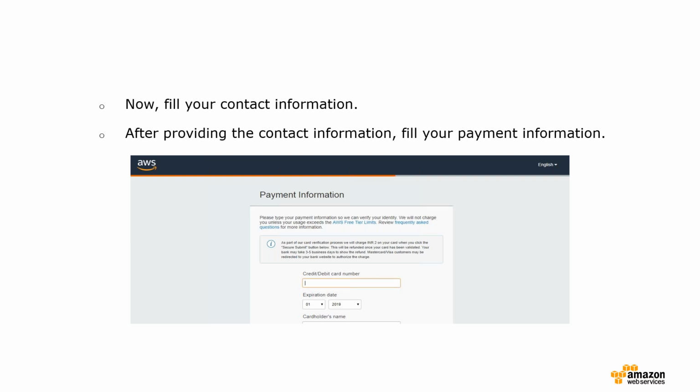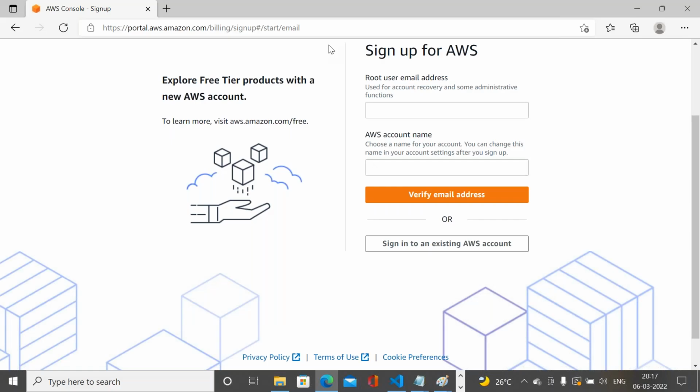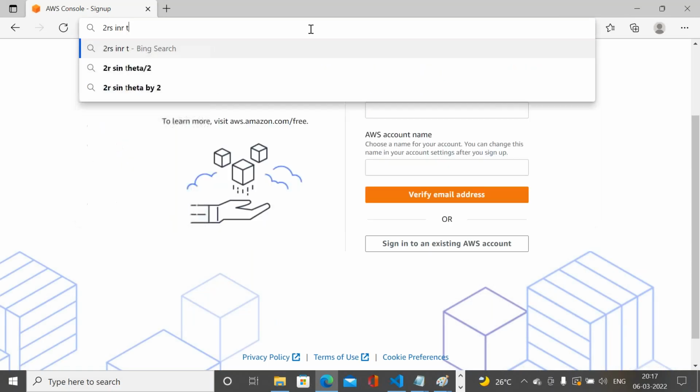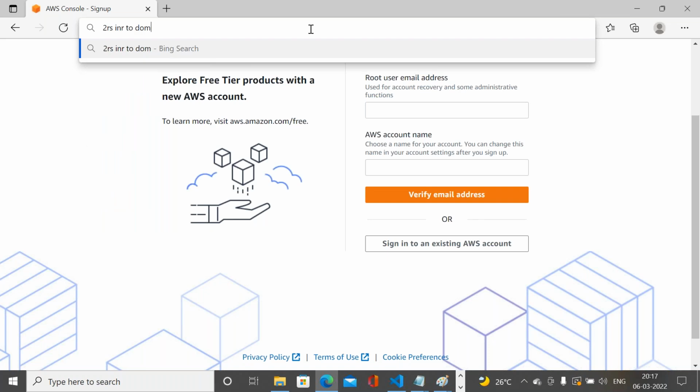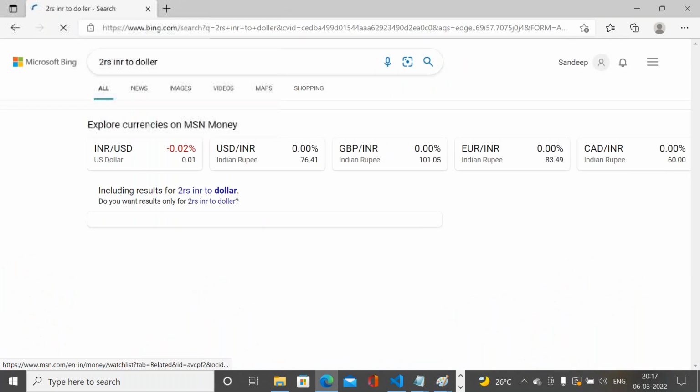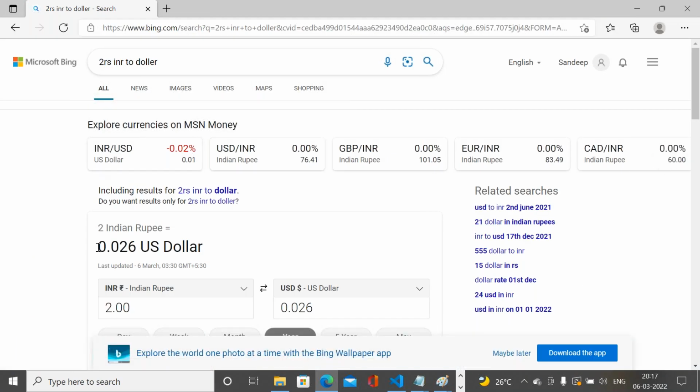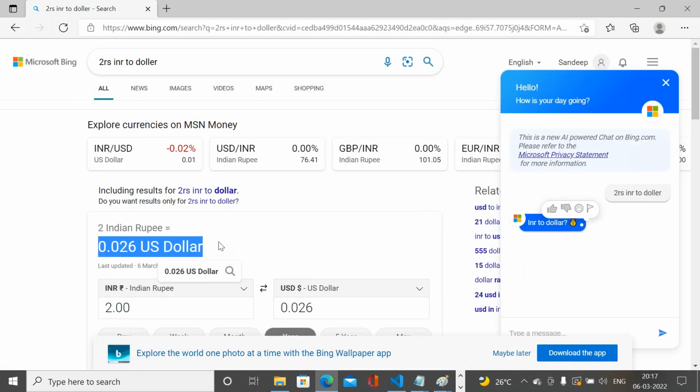Okay, so I have to use my debit card. Okay, fine, an Indian debit card. 2 rupees, INR 2. I'm asking, is it the same price for India and the US, or is it different? It's different. I think it will charge $0.062 for you in this case. Okay, fine. I'll check that. I don't know.